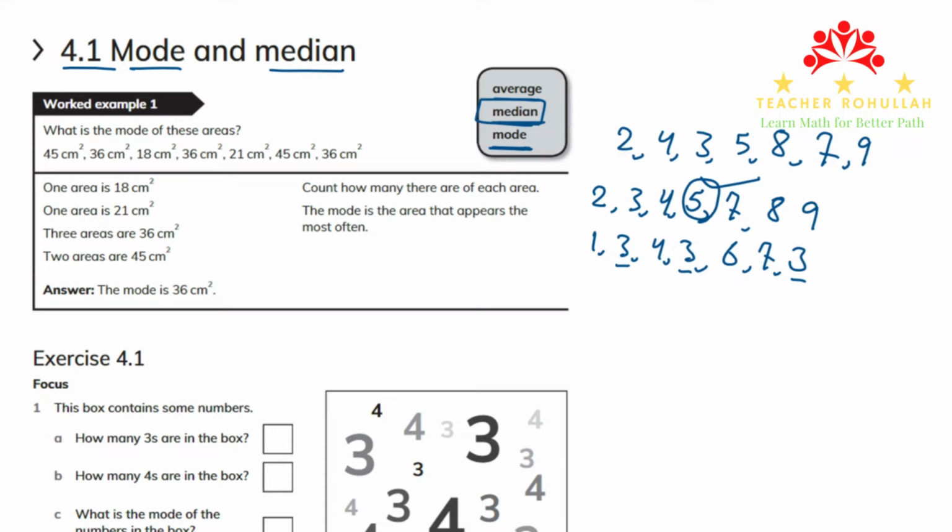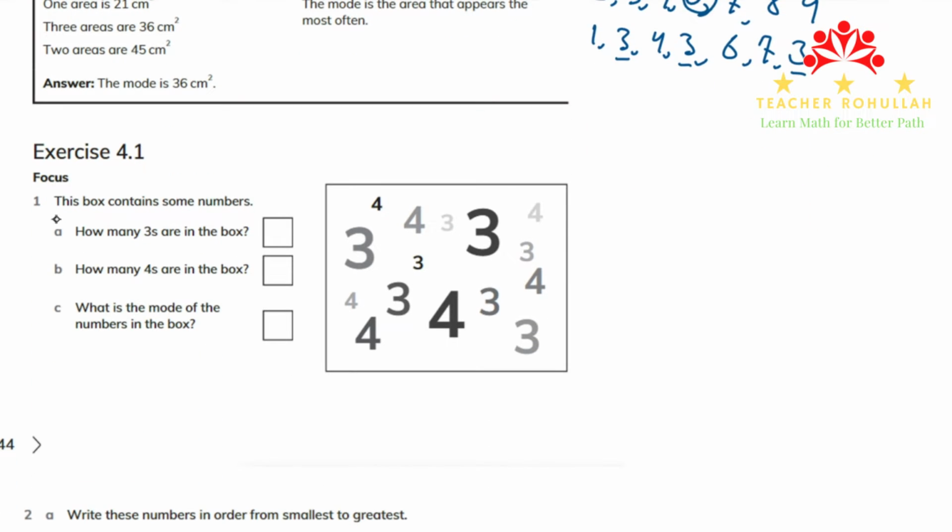So we will have a lot of questions related to median and mode that we will work on one by one. Let's start with question 1. In question 1, it says, this box contains some numbers. We have 3 parts, part A, part B, and part C. Part A says how many 3's are there in the box. So we have to count the number of 3's. 1, 2, 3, 4, 5, 6, 7, 8. So we see that there are 8 3's in the box.